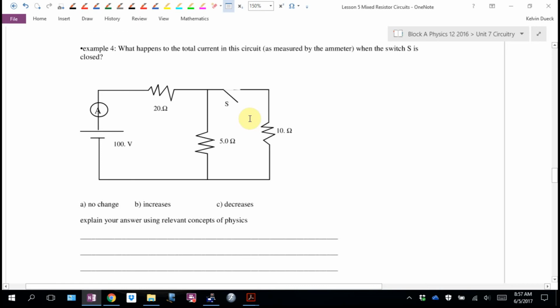Nice questions are questions that ask you about total current or brightness of bulbs when you open or close a switch. So this says, what happens to the total current in this circuit as measured by the ammeter when the switch S is closed? No change, increases, decreases.